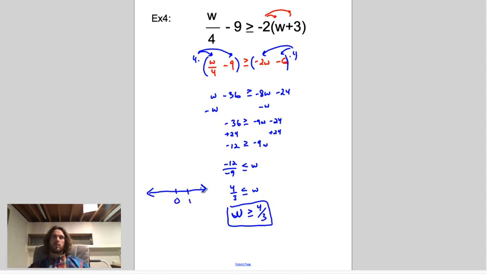That's going to look like 0, 1, 2. I'm going to change that a little bit. Let's try that again. I put it in the wrong spot. 0, 1, 2, 3, 4. You kind of want the bubble to be somewhere in the middle. 4/3 is 1 and 1/3. Closed circle pointing to the right.